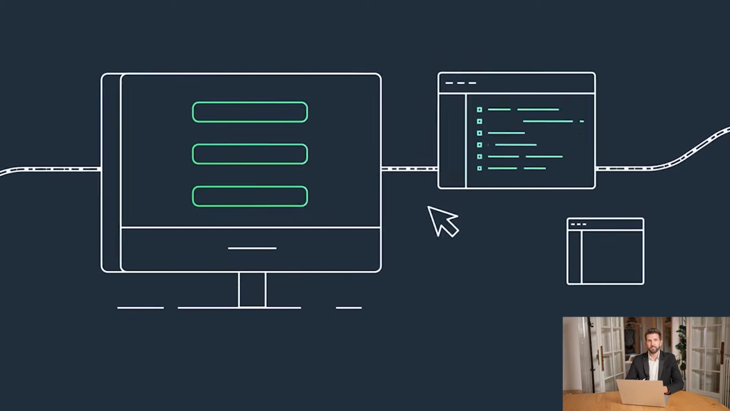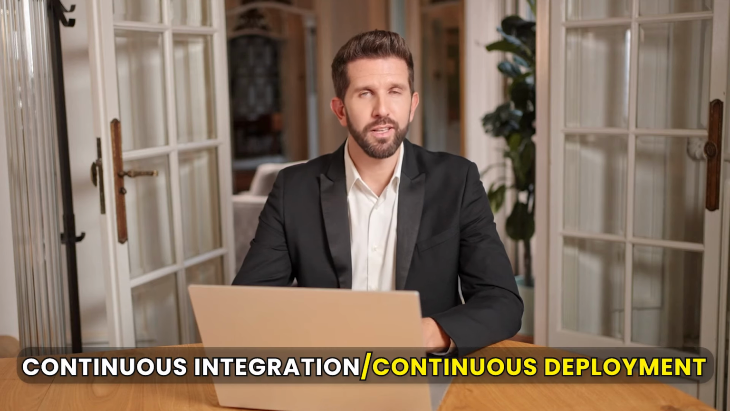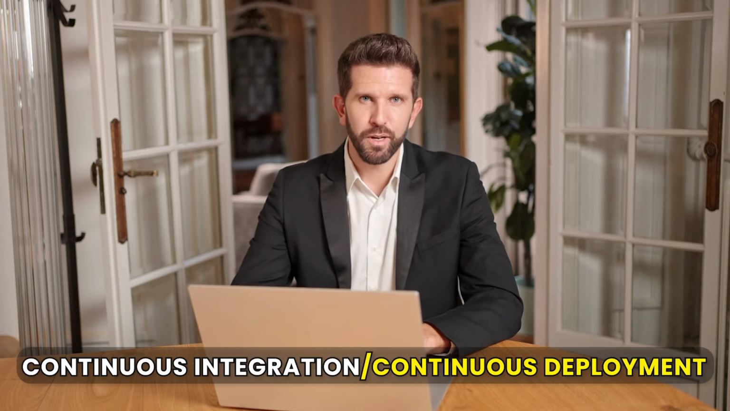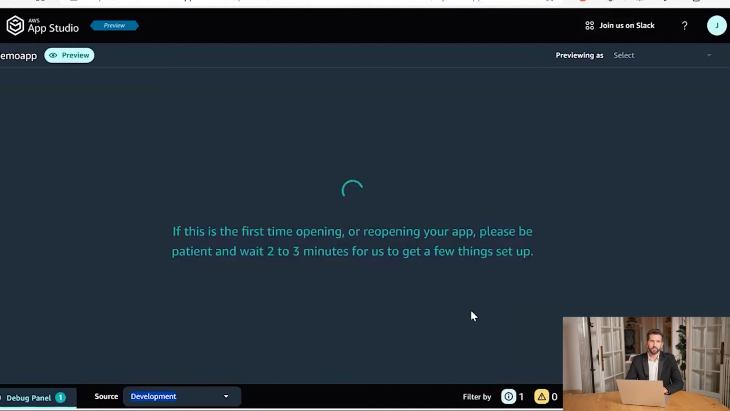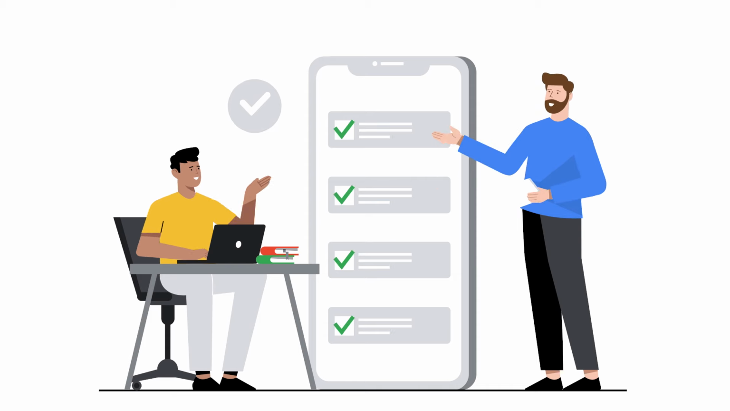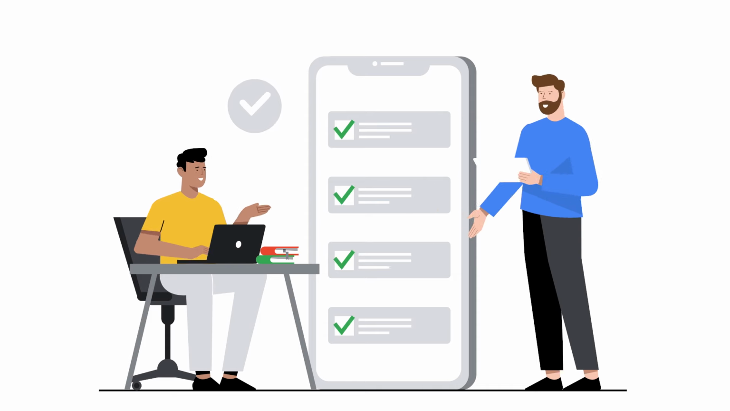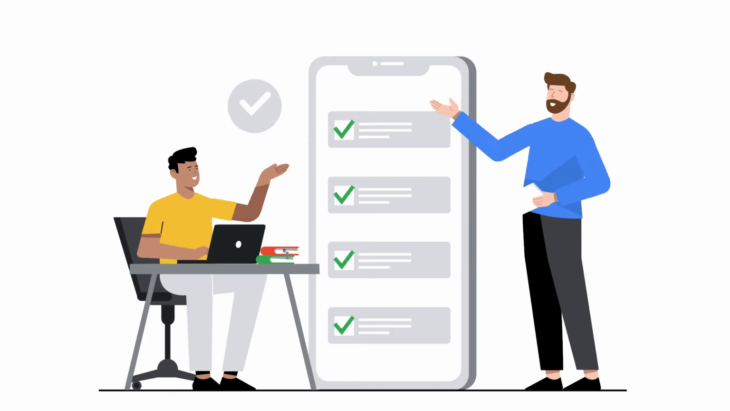AWS App Studio also supports CI/CD, continuous integration, continuous deployment pipelines, allowing you to automate the deployment process. This is particularly useful for teams that make frequent updates to their apps. You can set up a pipeline that automatically deploys changes to your app whenever new code is pushed to your repository. Let's take a closer look at some of the use cases for AWS App Studio.